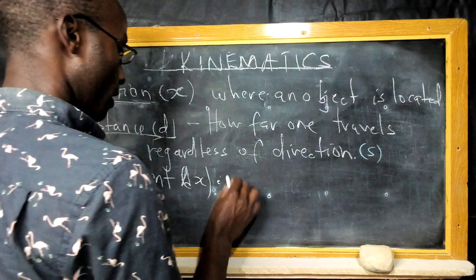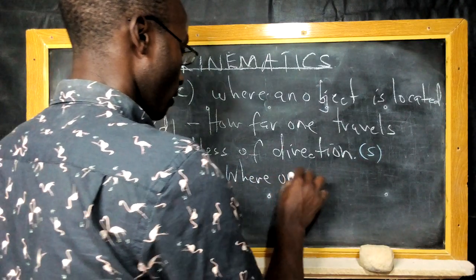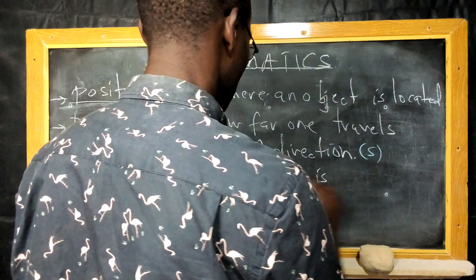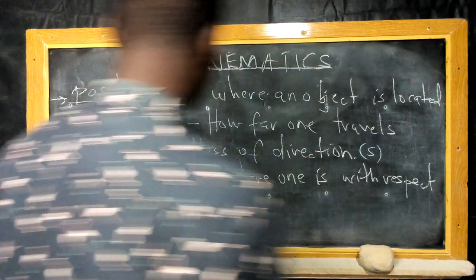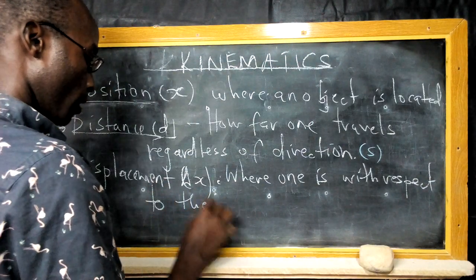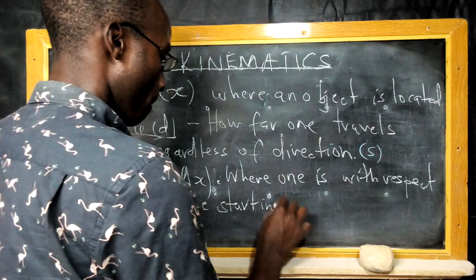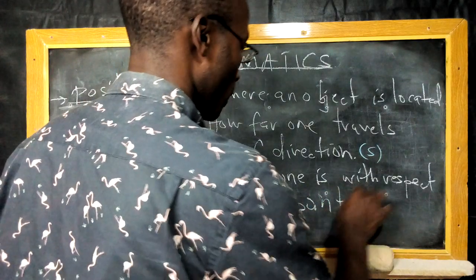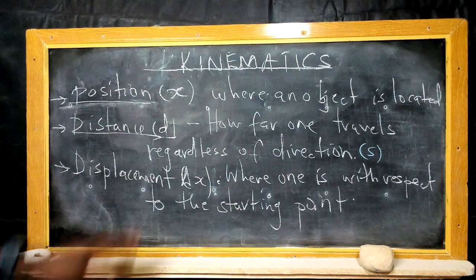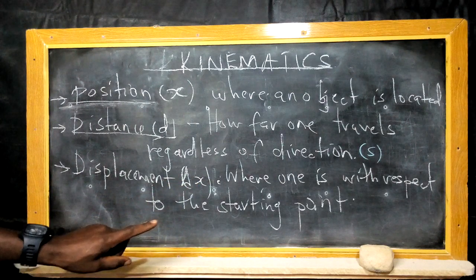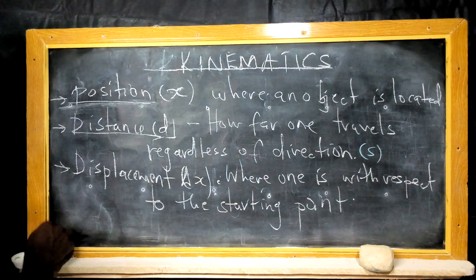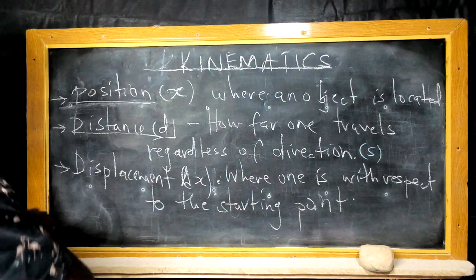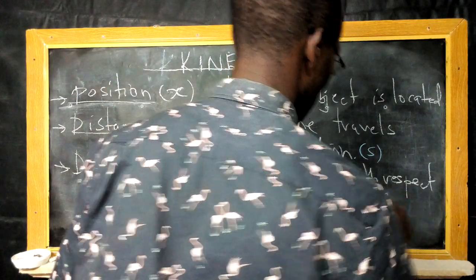So this implies where one is with respect to the starting point. That refers to displacement. It is where one is with respect to the starting point, or where one started from. That is displacement. And of course, displacement is a vector quantity, so I denote it by V.